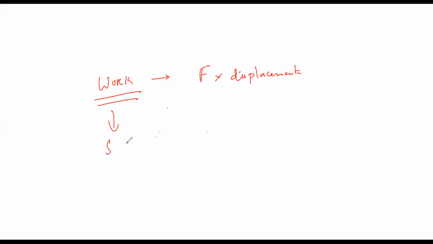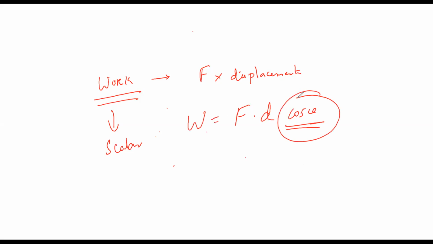Is work a scalar quantity or a vector quantity? It's a scalar quantity. How can we say? Once you go to higher classes, F d cos theta will come. For all the scalar products, we'll use cos theta.